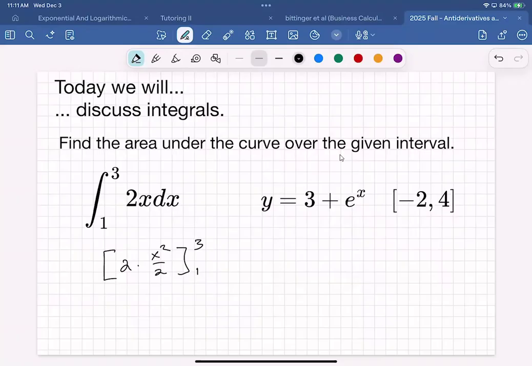Here, we definitely like to use brackets, though, to help make sure to keep those boundary values in place, because our next step here, once we have it simplified, is to use that fundamental theorem of calculus, 3 squared minus 1 squared, which will give us what, 8? So the area under the curve for this situation gives us just 8.